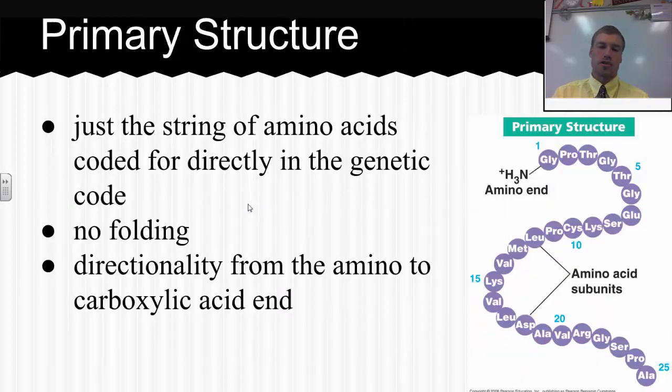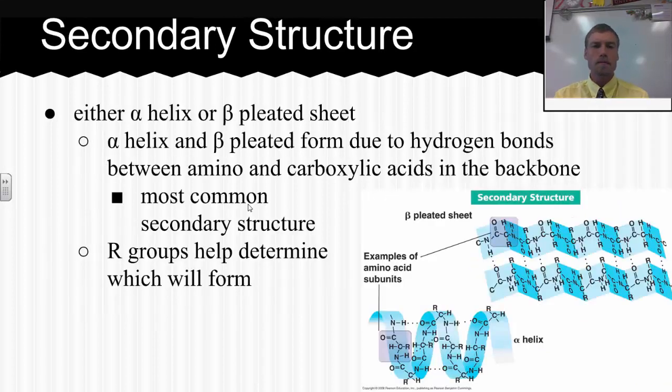So the primary structure, which is the first level of organization, is just the string of amino acids as it was coded for directly in the genetic code. There's no folding here, and the directionality is from the amino end to the carboxylic end. So it starts with that amino group, and then the far end of the protein will have a carboxylic group.